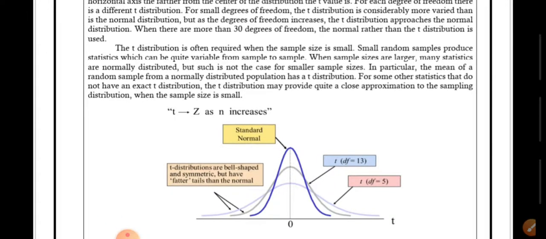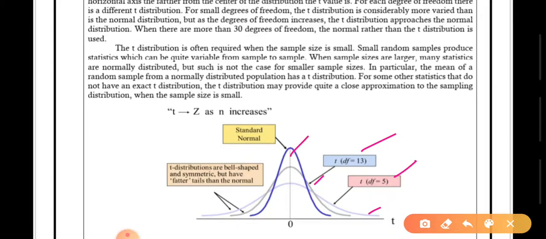So from the t-distribution, we can make use of t if the sample is small, and we can make use of z as n increases. So look at this representation. If the degrees of freedom is 5, then the graph will look like this. If the degrees of freedom is 13, then your graph will look like this. And this graph pertains to the standard normal. The t-distributions are bell-shaped and symmetric, but have fatter tails than the normal. So what have you noticed on the representations? The lesser the degrees of freedom, the fatter the tails are.